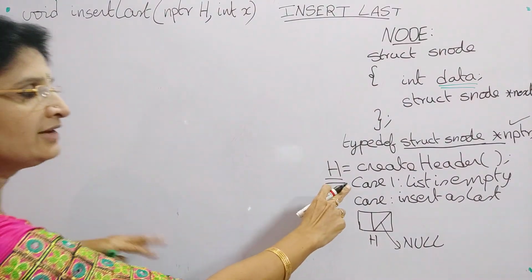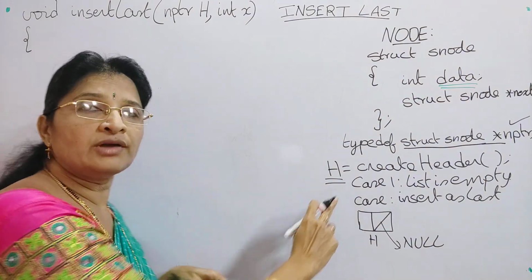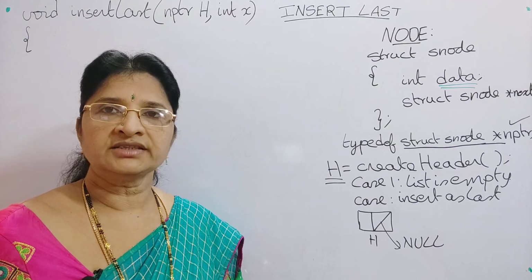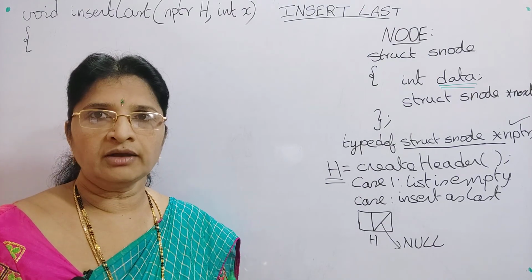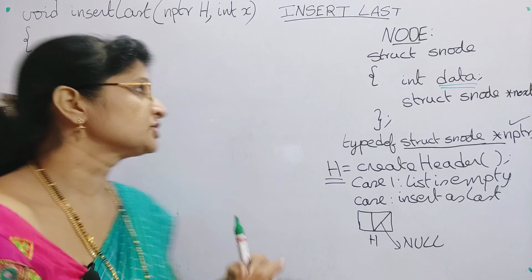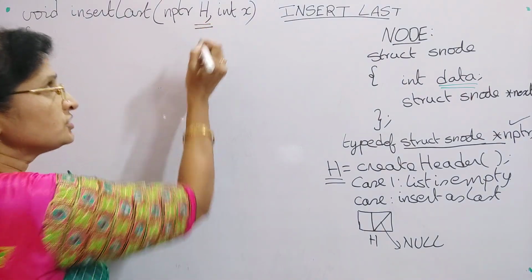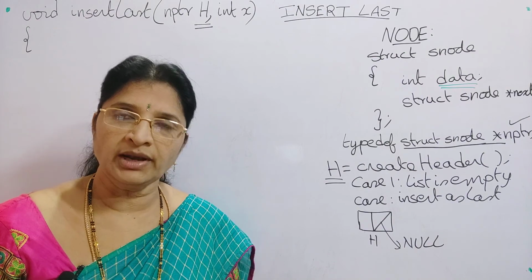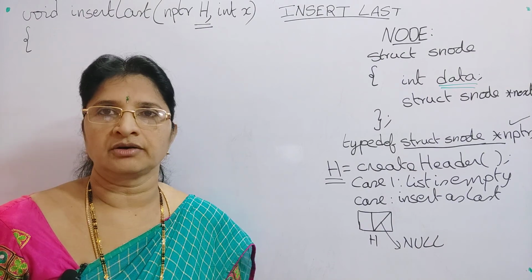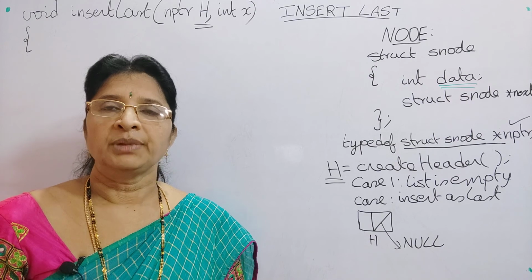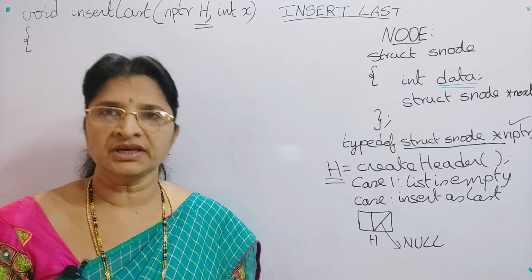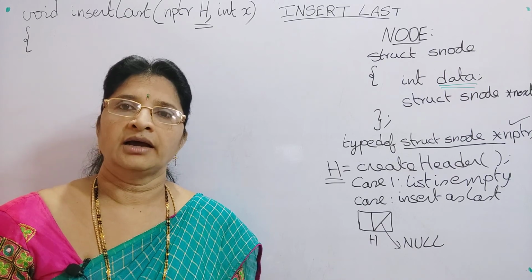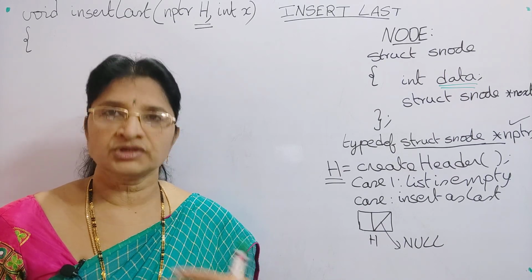So first of all, I will consider the first case. Whenever you are working with a linked list, because pointers are passed by reference, you should not use this variable h in your processing. Why? Because if by mistake some modifications are made to your header, there is a chance of losing the list also.